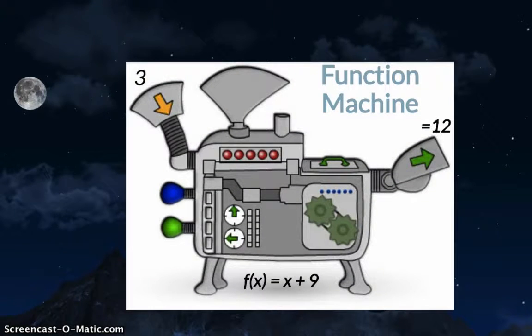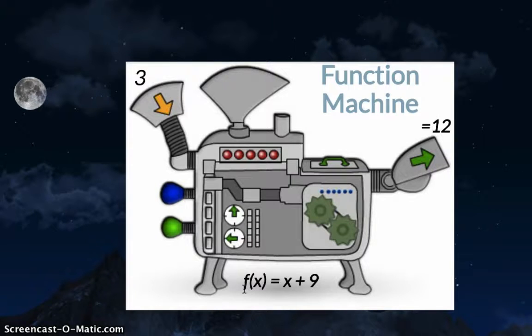Just imagine you have a function machine. This machine processes functions. And you can see here, there's an input and an output on the machine. And you have an equation that's being operated upon right here, and in this case it's a function, where the original equation was y equals x plus 9. Making it a function, it's f of x, and that's the way that is said. It's not fx, it's f of x is equal to x plus 9.